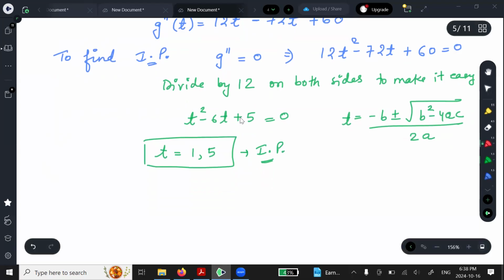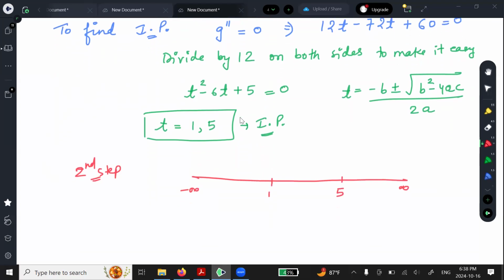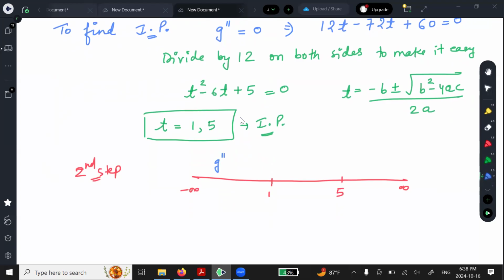You draw your number line again. This is the second step. So draw your number line. You have negative infinity, you have positive infinity, you have 1 here, you have 5 here. Just like you were checking the sign of f prime, here you're checking the sign of f double prime. So pick a number here. I would pick 0 if I were you. Pick a number here, easy ones.